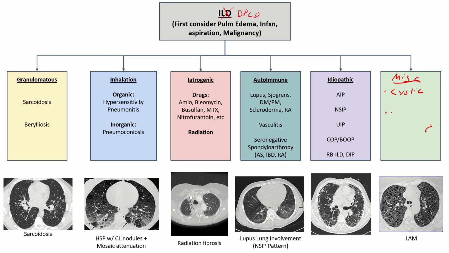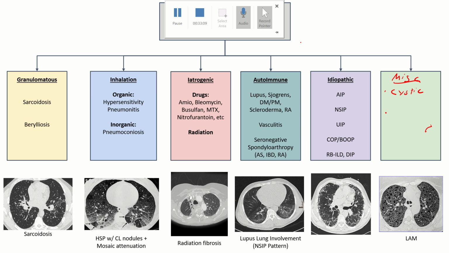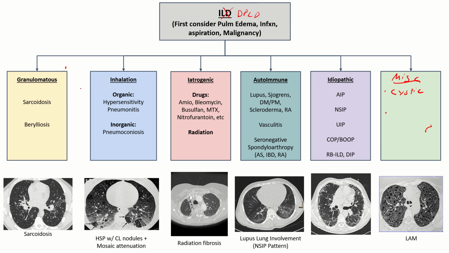And when you do a BAL, the things that can definitively help you with diagnosis are, one, if you find a bunch of eosinophils, you may think that the patient has eosinophilic pneumonia, acute eosinophilic pneumonia, chronic eosinophilic pneumonia, or another cause of secondary eosinophilia.